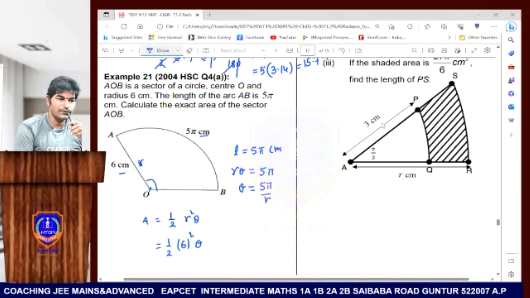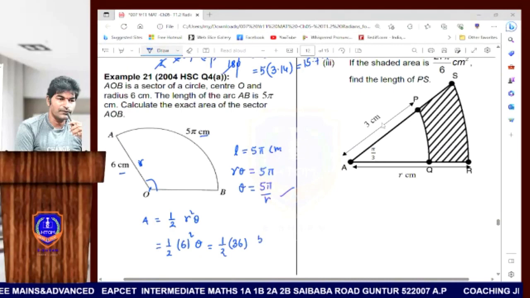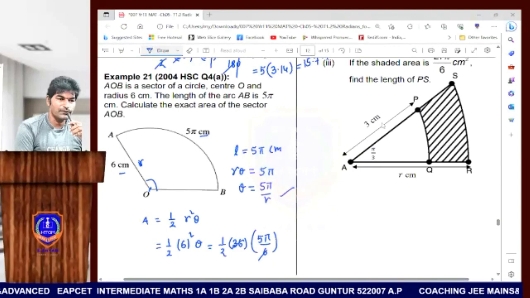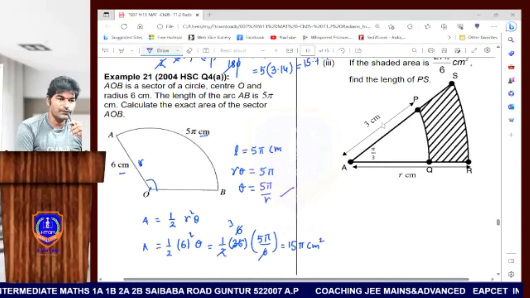So replace this theta value here. 1 by 2 r square is 36, and theta is 5 pi divided by r. R is how much? 6. Now 6 goes into 36 six times, and 2 goes into 6 three times. So finally we got 15 pi. Since it was area and the measurements are in centimeters, write down centimeter square.